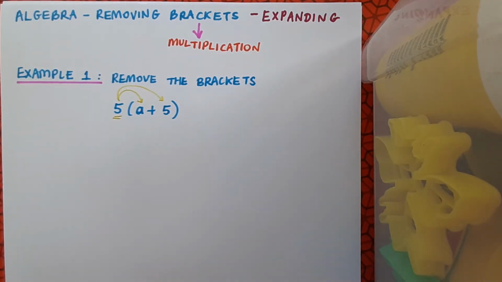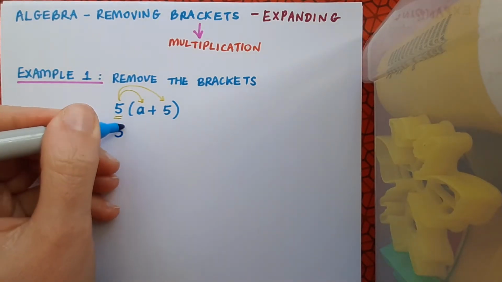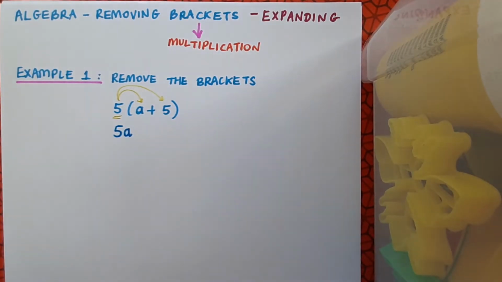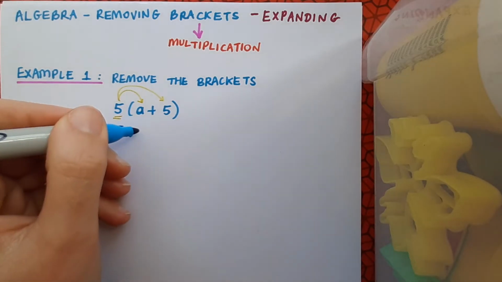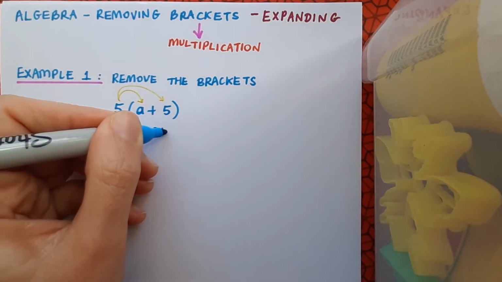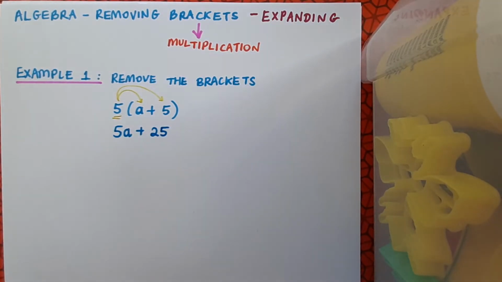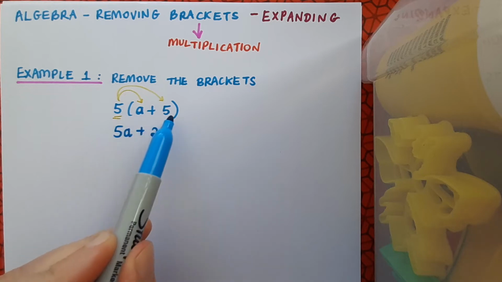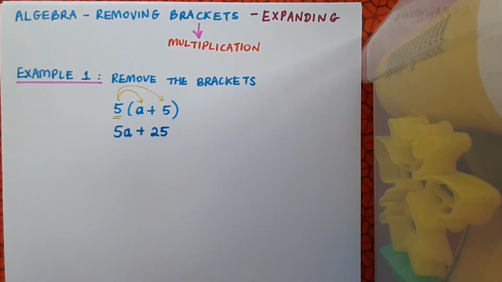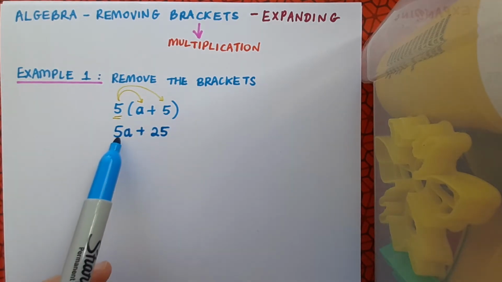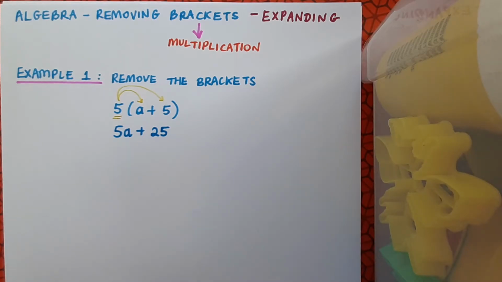When I multiply 5 by a, I get 5a. When I multiply 5 by plus 5, I get plus 25. At this stage, I've done everything that I can with this expression. I've multiplied the 5 by the contents of the brackets, but I can't do any more. 5a and 25 are not like terms, so this is my final answer for this example.